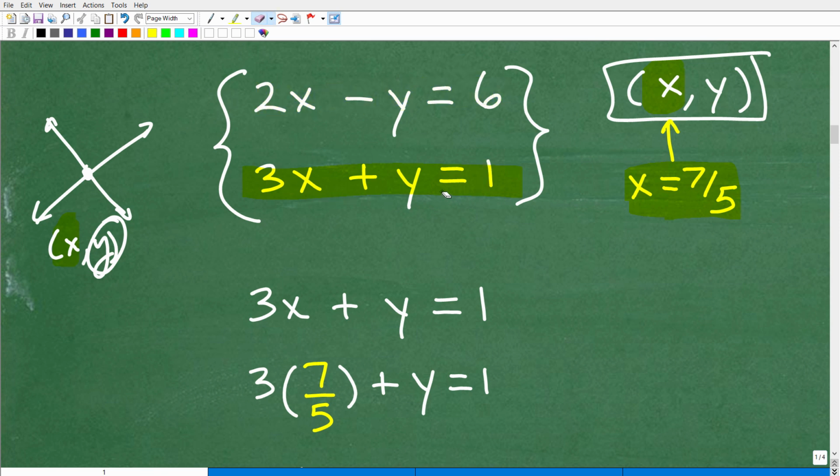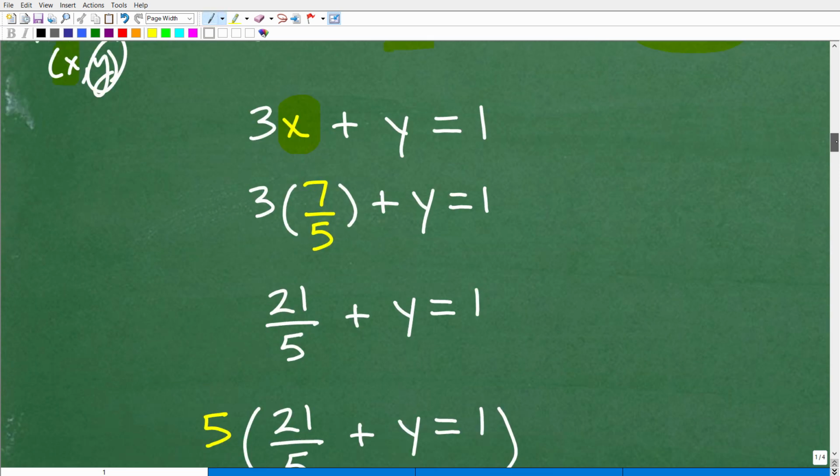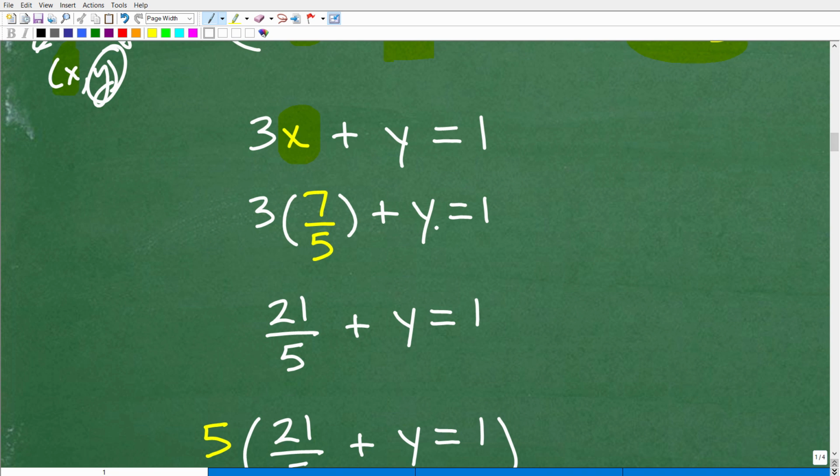But here, I see this 1 kind of looking at me here. I'm like, okay, I love numbers like 1 and 0 because they are so easy to work with. So we'll go ahead and use this. And right here, we have 3x plus y is equal to 1. If I replace this x, okay, with 7/5, because now I know what x is equal to, then I can solve for y. Okay, so let's go ahead and replace that x with 7/5. You can see I already did that. So we got 3 times 7/5 plus y is equal to 1.